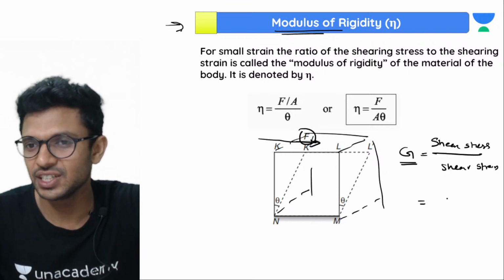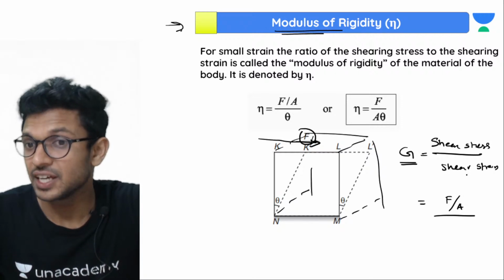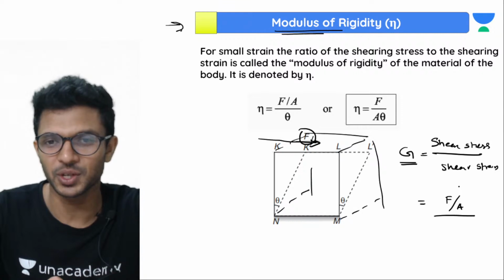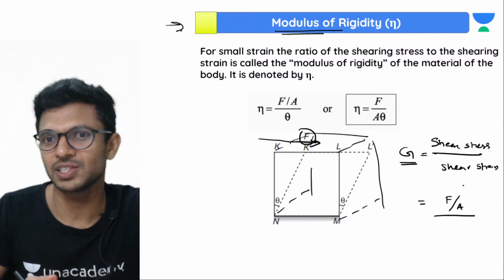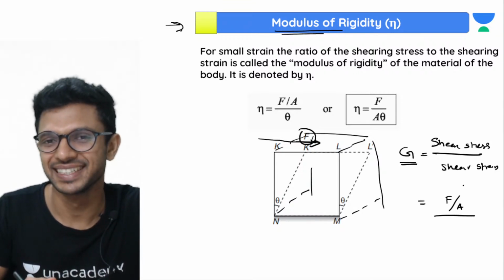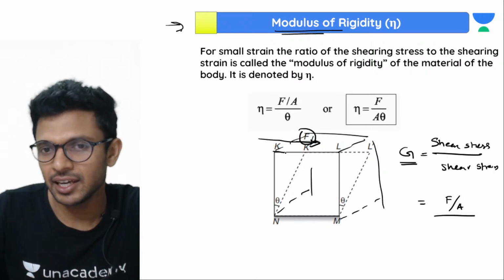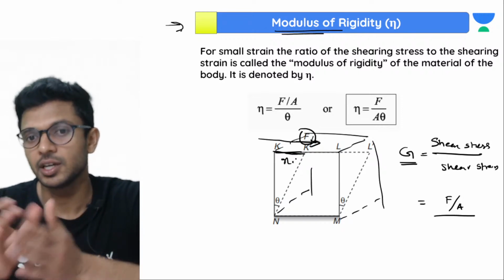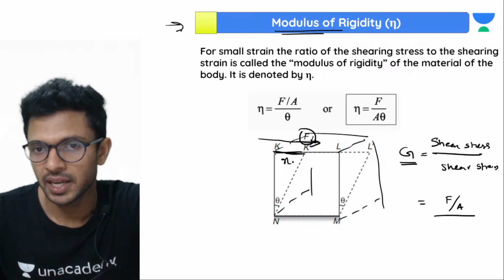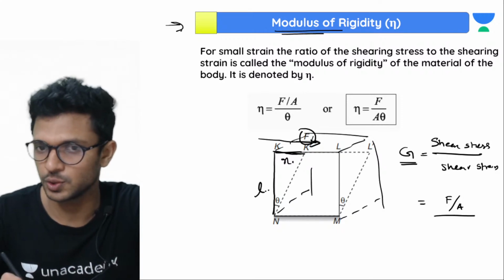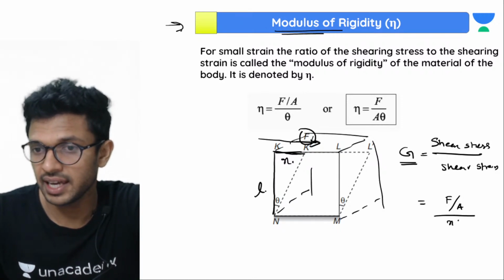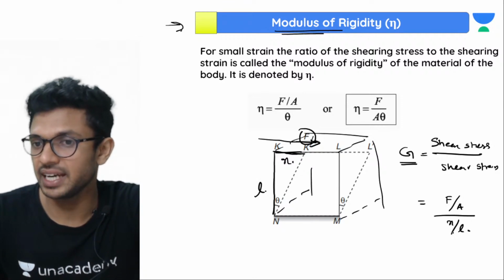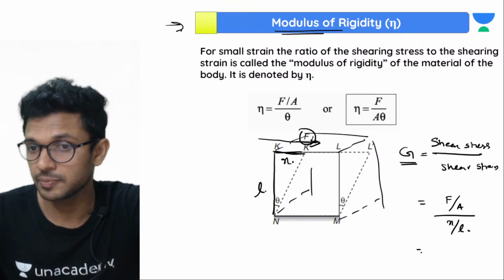Formula. Shear stress formula is F by A. How many of you remember the formula of shear strain? If you know x, how much distance the upper length has moved, that is x. And if you know this particular length L also, shear strain is given by x divided by L. So G, rigidity modulus, is F by A divided by x by L, one formula.